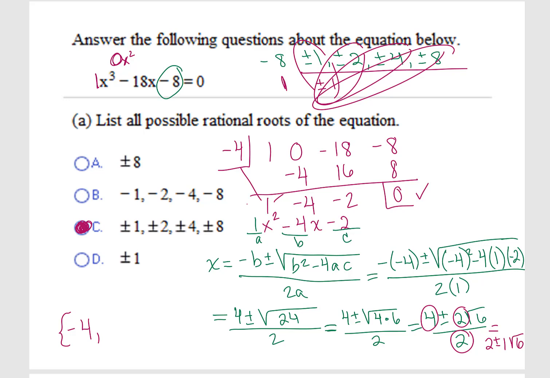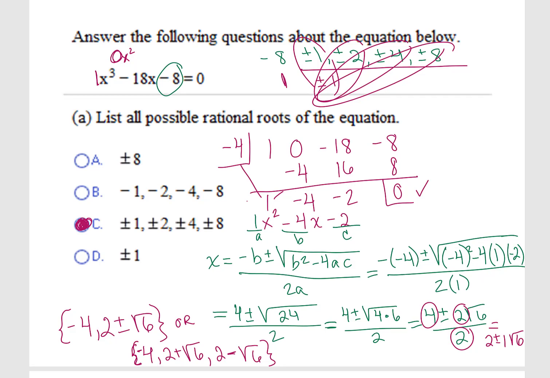So I would just leave it like that. So 2 plus or minus the square root of 6. You can write those separately. So you can write it like this. Negative 4, 2 plus the square root of 6, or 2, oh, I left my 1. Oh, because 1 times anything is itself, right? So I don't have to put that 1 in there. Okay, so I could write it separately or together.